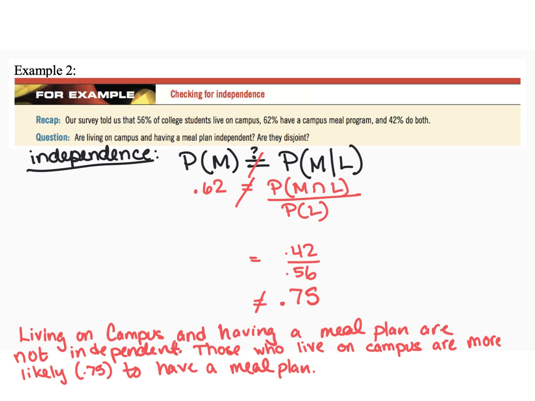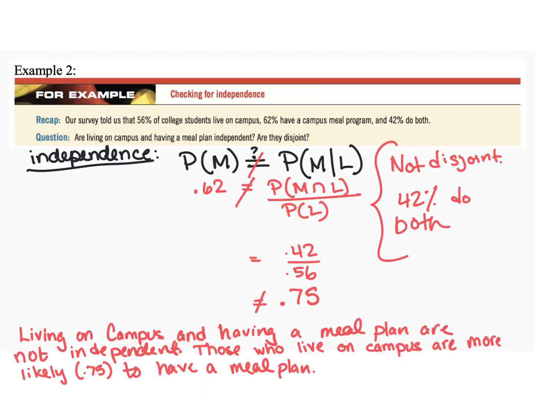And then the idea of are they disjoint? Well, disjoint is a synonym for mutually exclusive. So they are definitely not disjoint because 42% do both. And if they were disjoint, the probability of doing both would be 0. It couldn't possibly occur at the same time.